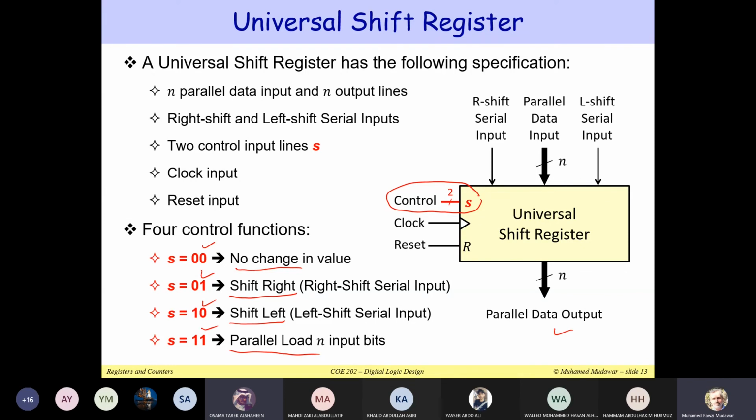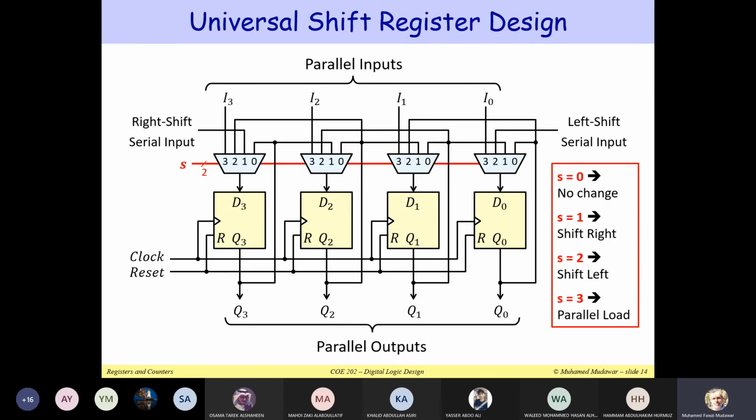Yes. Because we have two selection bits, I need 4x1 multiplexers. Notice that I have here my parallel data input, for if I would like to have parallel load. Here I have my right shift serial input, if I would like to shift to the right. Here I have my left shift serial input, if I would like to shift to the left. All of these are inputs, and the implementation is shown here in this slide.